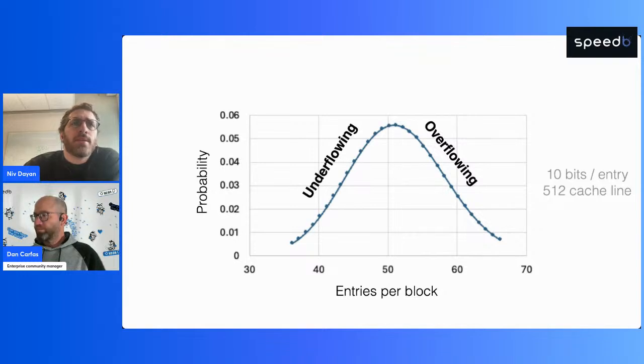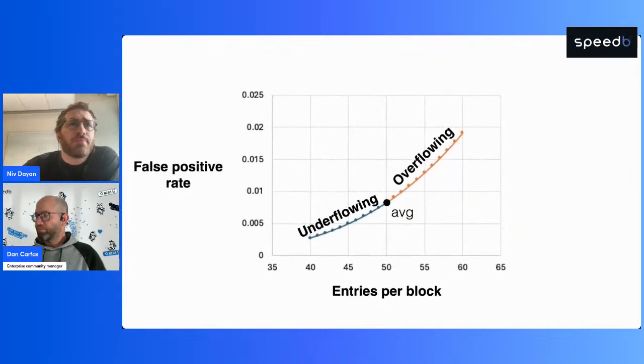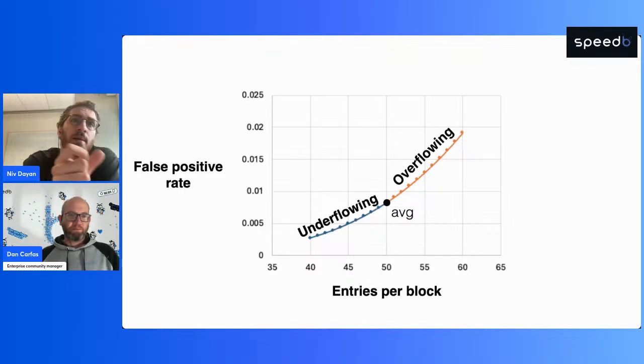Okay, so it turns out that this actually impacts the false positive rate for the Bloom filter. So what you can do is plot the false positive rate for the filter with respect to the number of entries that have been mapped to a particular block. Here I'm plotting the false positive rate for an individual block with respect to the number of entries that have been mapped to it.